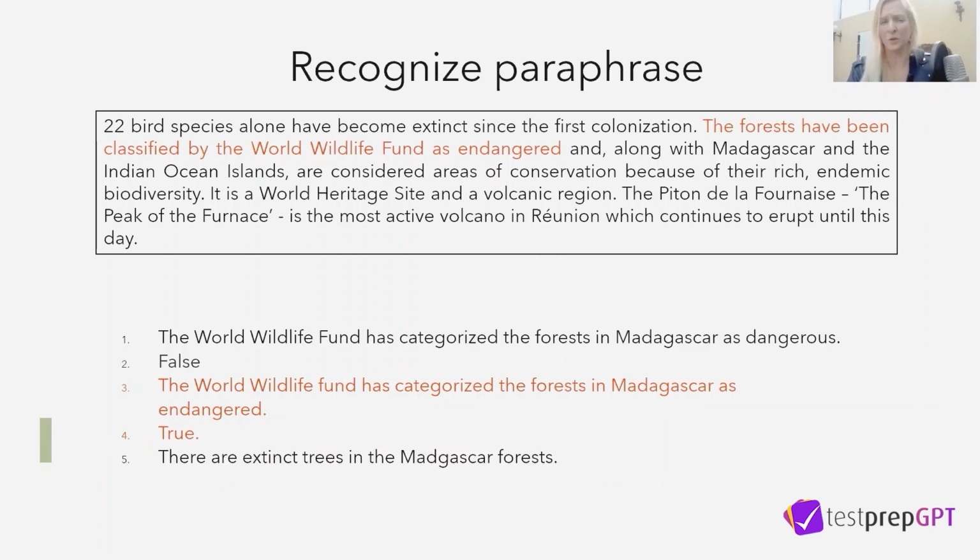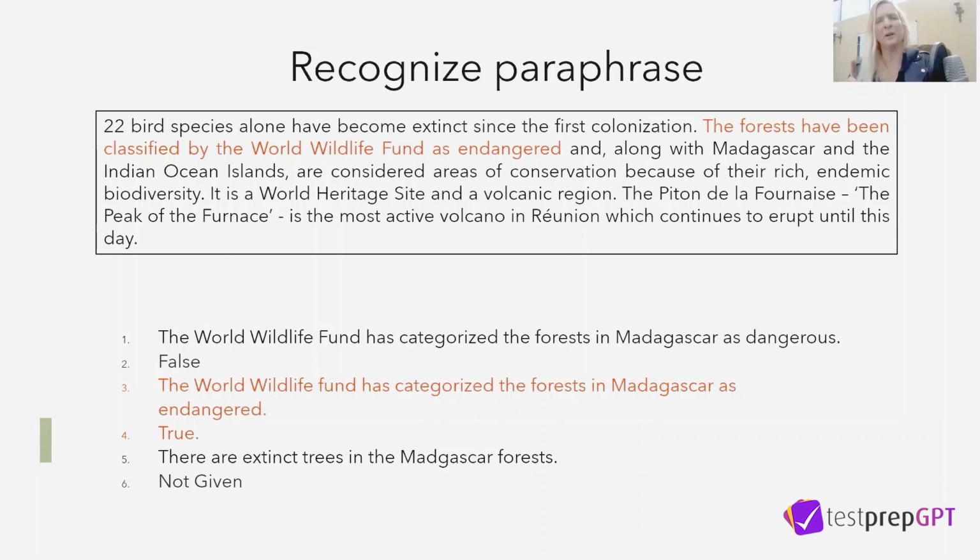So that is true. Number 3, there are extinct trees in the Madagascar forests. If we look back at the text, we certainly read about forests and we read about conservation, but we don't read anywhere about trees being extinct. So that's completely not given. It's not false, because we don't know for sure that there are extinct trees, but there's also no information about it, so we must write not given.